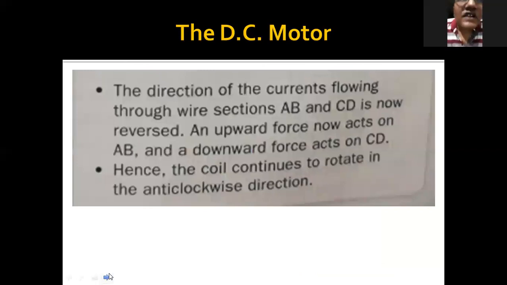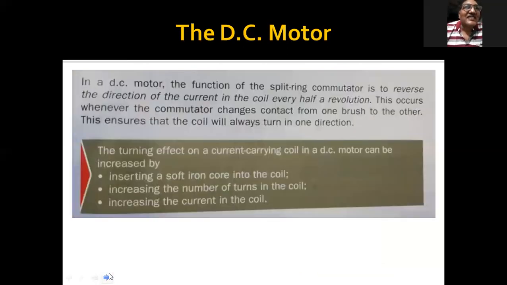The direction of the currents flowing through the wire sections AB and CD is now reversed. An upward force now acts on the AB and a downward force acts on the CD. I have already explained it to you. Hence, the coil continues to rotate in the anti-clockwise direction.